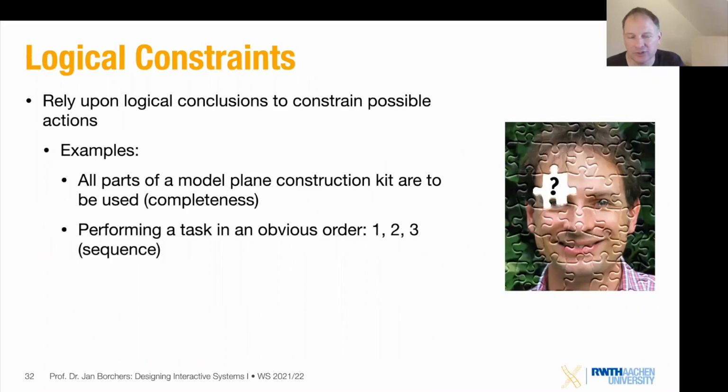Next up, logical constraints. In this case, we are relying not on our semantic understanding of the meaning of something, but on pretty basic logical conclusions to constrain possible actions. For example, going back to that model airplane kit, you probably want to end up having used all the parts in the kit. If something's left over, then you probably made a mistake. Or performing a task in an obvious order, like 1, 2, 3, is also a logical constraint. Or here, this is probably not done because there is still one puzzle piece missing.